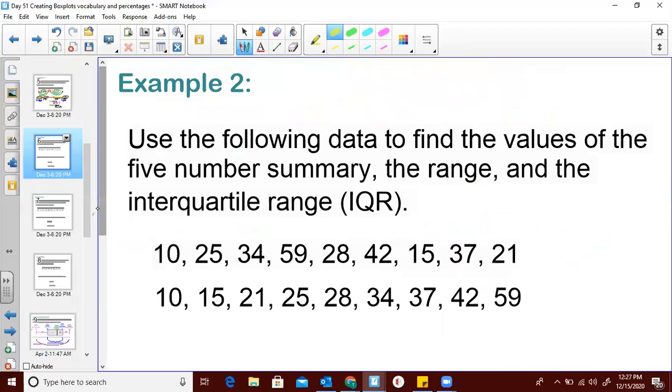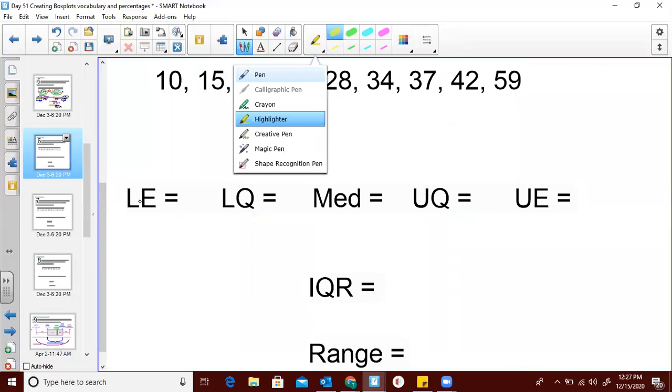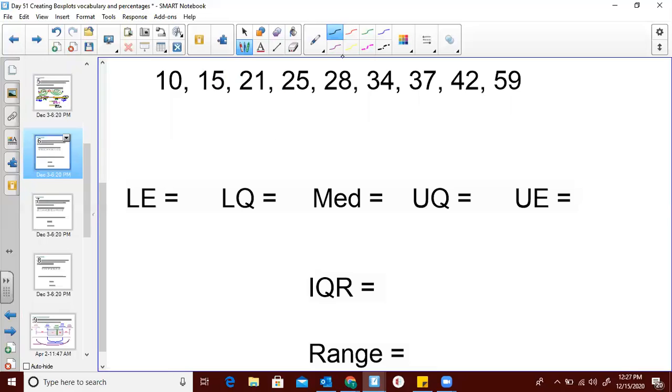Again, I went ahead and put the numbers in order already. So remember, lower extreme is going to be our smallest number. All right, so it's going to be 10. And our upper extreme is going to be our largest, so that's 59. Remember, smallest and largest.